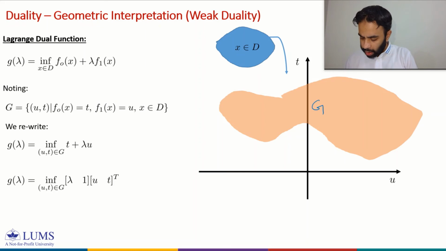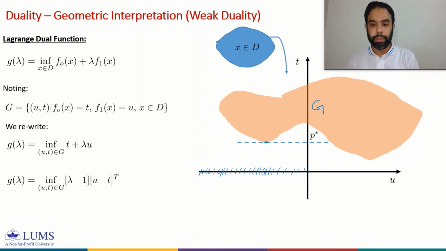Right? So we recall that we're interested in this region, because for these values of u, we have an associated x that is feasible, right? And over this region we want to minimize along t, and we note that this point is the minimum value of t for all non-positive u's, right? So we say that this value is p star, right?